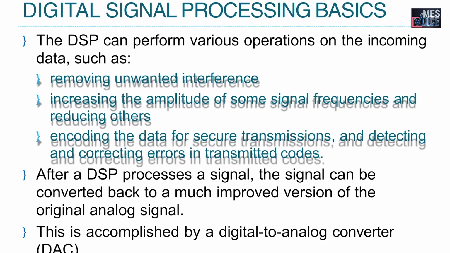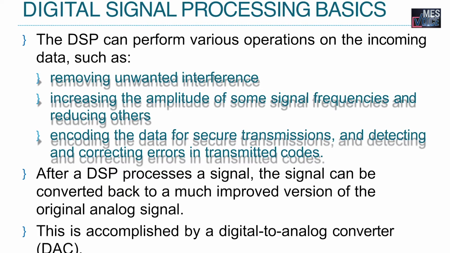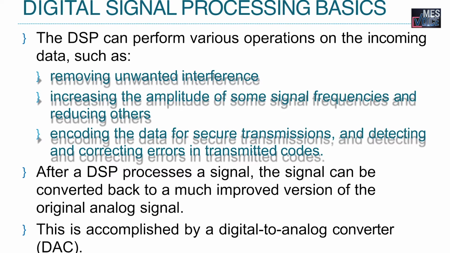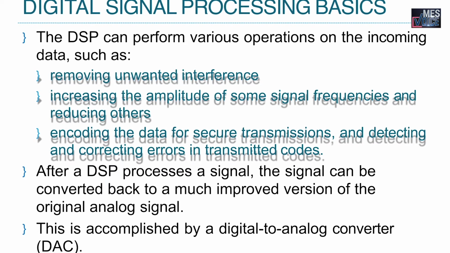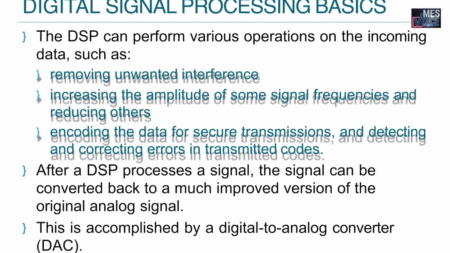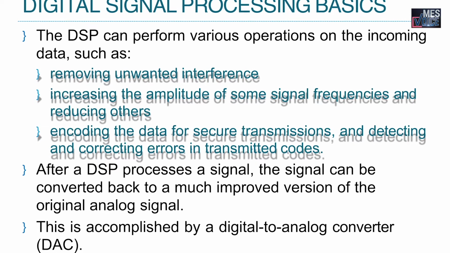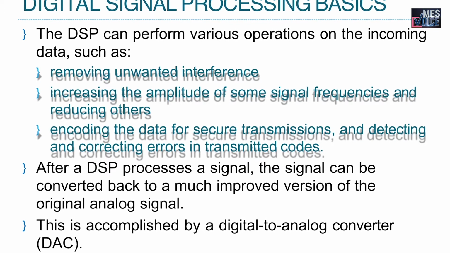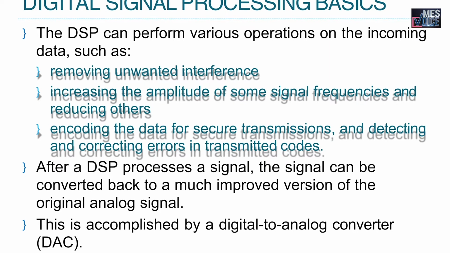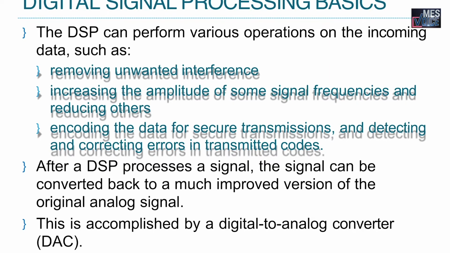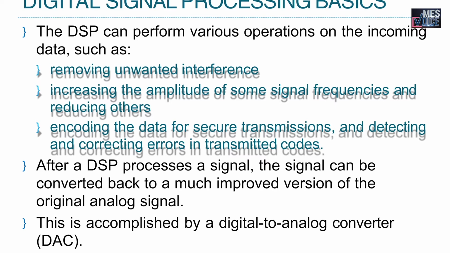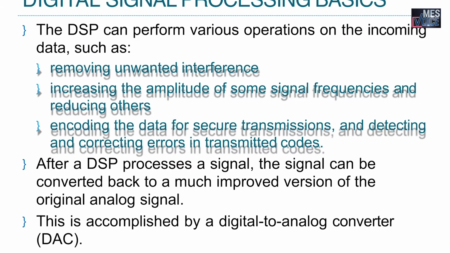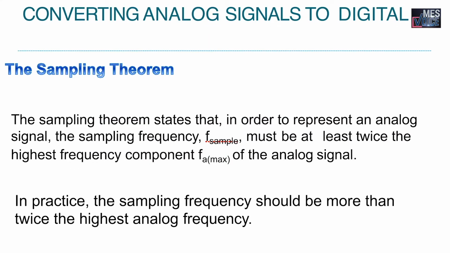The incoming data is processed by the digital signal processor, and some of the operations are removing unwanted interference and increasing signal parameters such as amplitude, frequency, etc. Some type of encoding for secure transmission is also done. Also, correcting errors in the transmitted code is done. All this converts the signal to a much improved version of the original analog signal using a digital to analog converter. Then I am going to the sampling theorem.